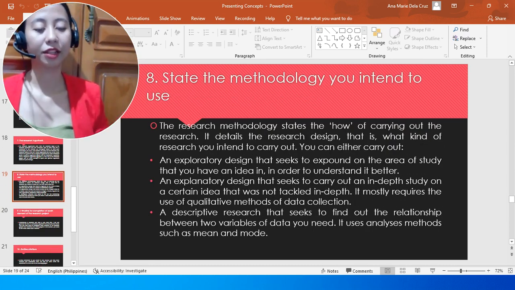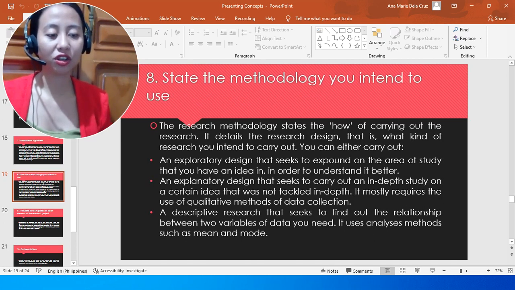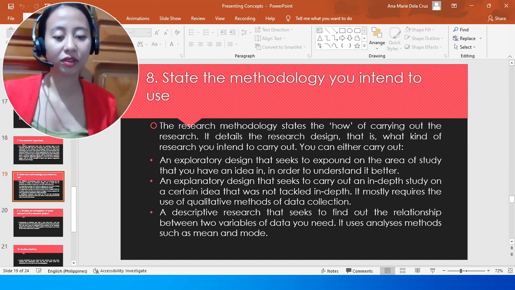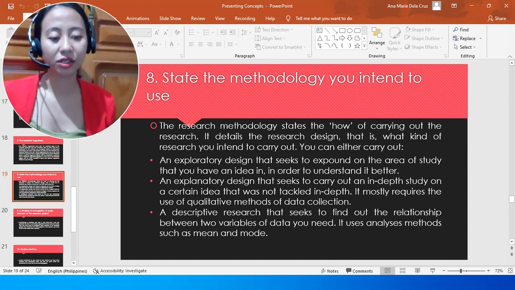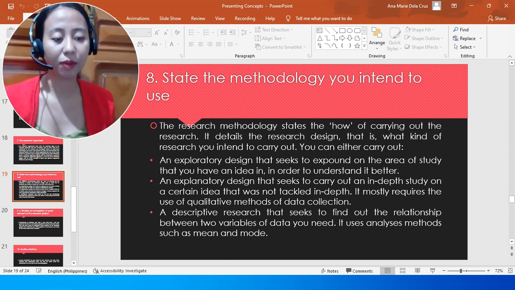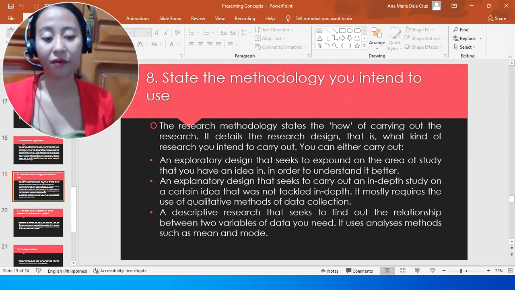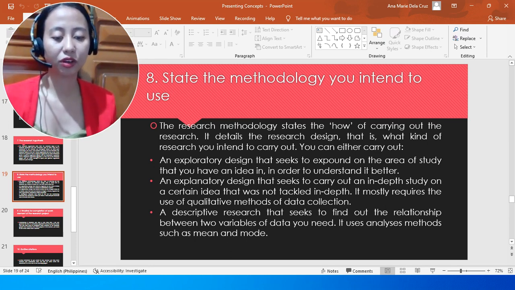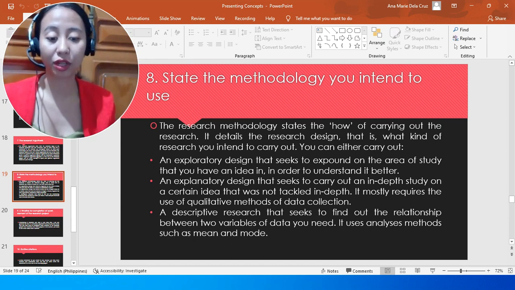Next. Number 8, state the methodology you intend to use. The research methodology states the how, the question how, of carrying out the research. It details the research design, that is, what kind of research you intend to carry out. You can either carry out here an exploratory design, which seeks to expound on the area of study that you have an idea in order to understand it better.